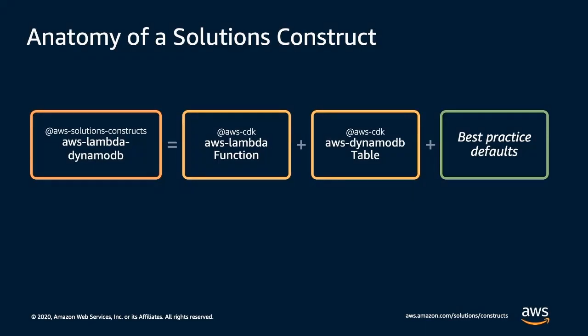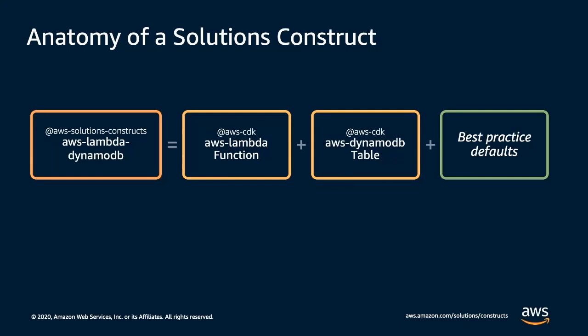In our library, similar to the use case we discussed earlier, we have a pattern called AWS Lambda to DynamoDB, and it encompasses the following things. First, it has a CDK construct for a Lambda function, a CDK construct for a DynamoDB table, and then any necessary permissions and configuration for the Lambda function to be able to read and/or write to the table. And finally, it comes with a set of best practice defaults for you to be able to use it out of the box if desired.